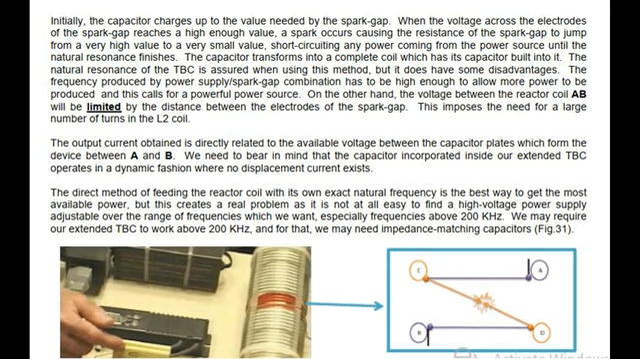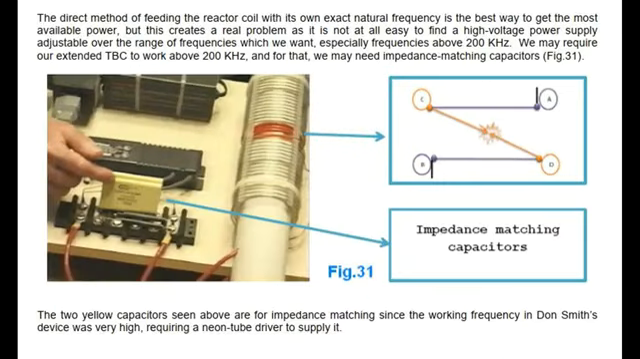The direct method of feeding the reactor coil with its own exact natural frequency is the best way to get the most available power, but this creates a real problem as it is not at all easy to find a high voltage power supply adjustable over the range of frequencies which we want, especially frequencies above 200 kHz. We may require our extended TBC to work above 200 kHz, and for that, we may need impedance matching capacitors, Fig 31. The two yellow capacitors seen above are for impedance matching since the working frequency in Don Smith's device was very high, requiring a neon tube driver to supply it.